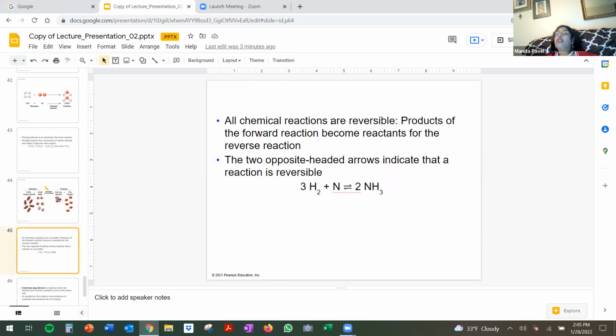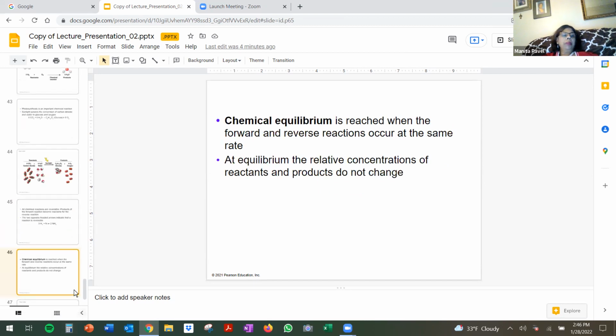So a chemical reaction can be reversible. Reversible means you have a forward and a backward arrow. So products of the forward reaction are now becoming the reactants for the reverse reaction. So we see 3 hydrogen molecules combining with 1 nitrogen molecule will give us 2 of ammonia. N2 becomes NH3, ammonia.